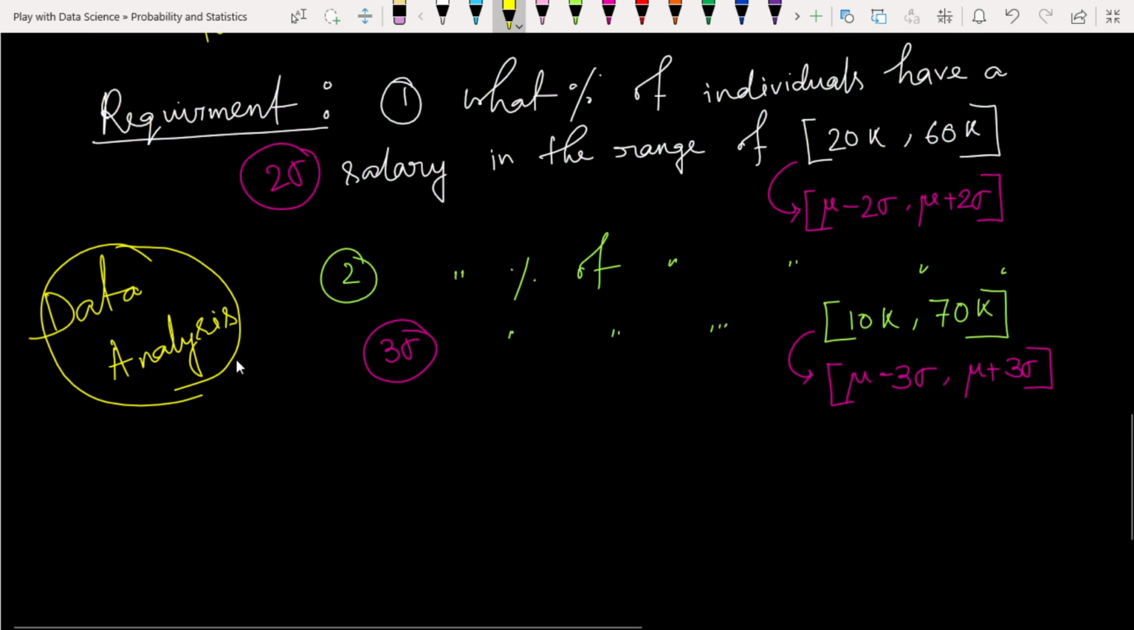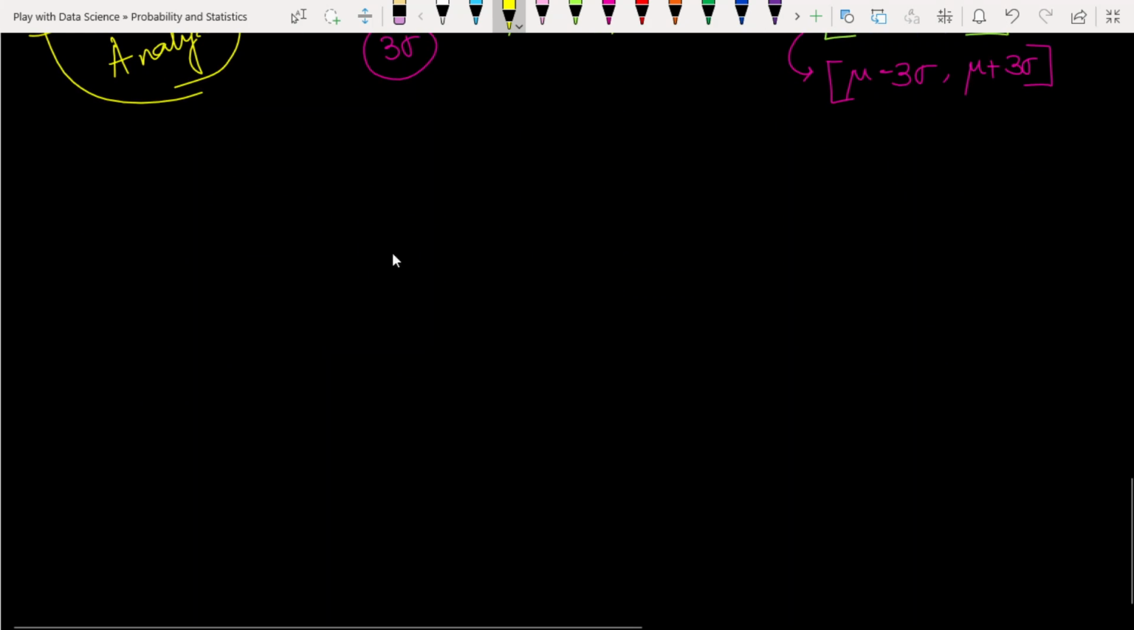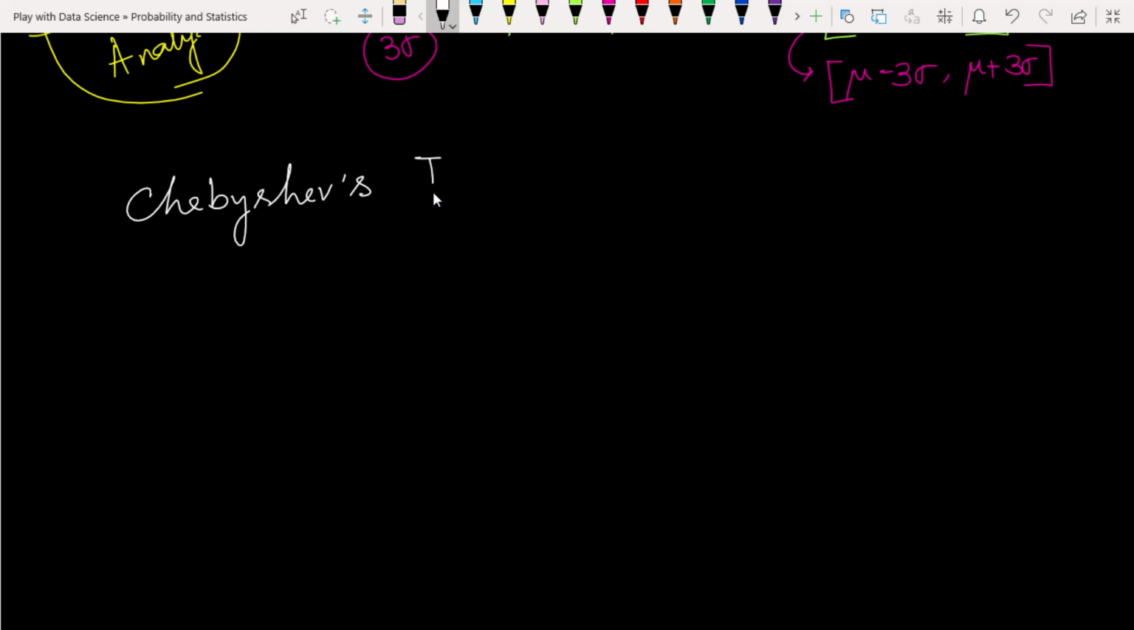To get this answer, the beauty of mathematics comes into the picture. The theorem is called Chebyshev's inequality.